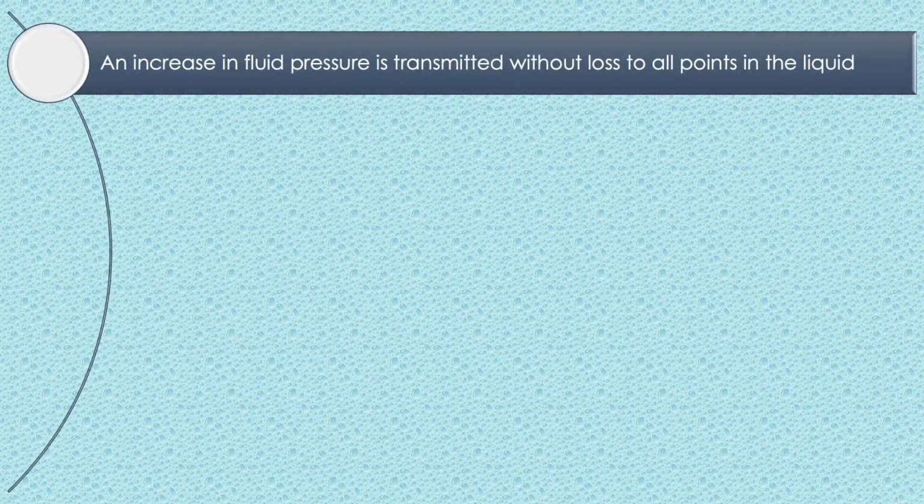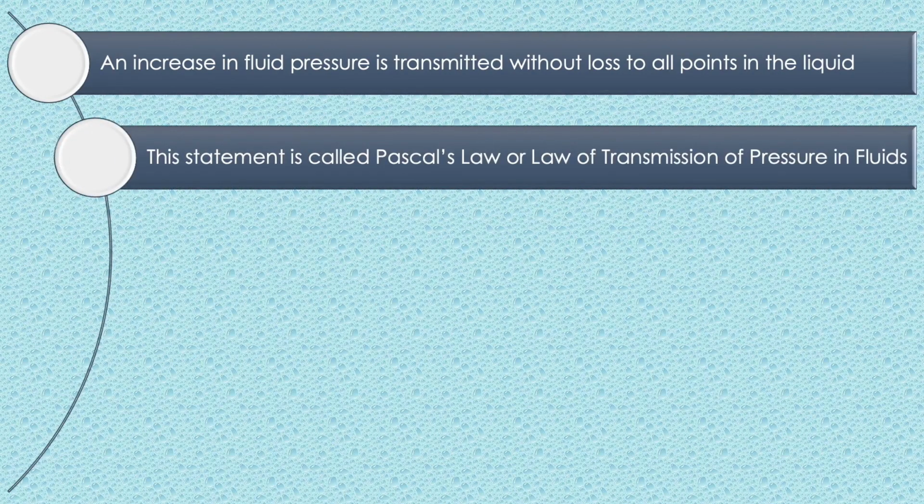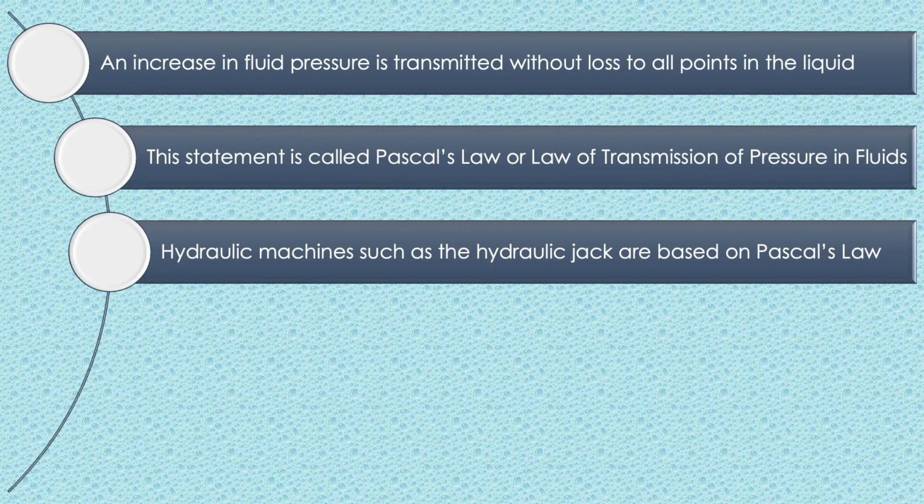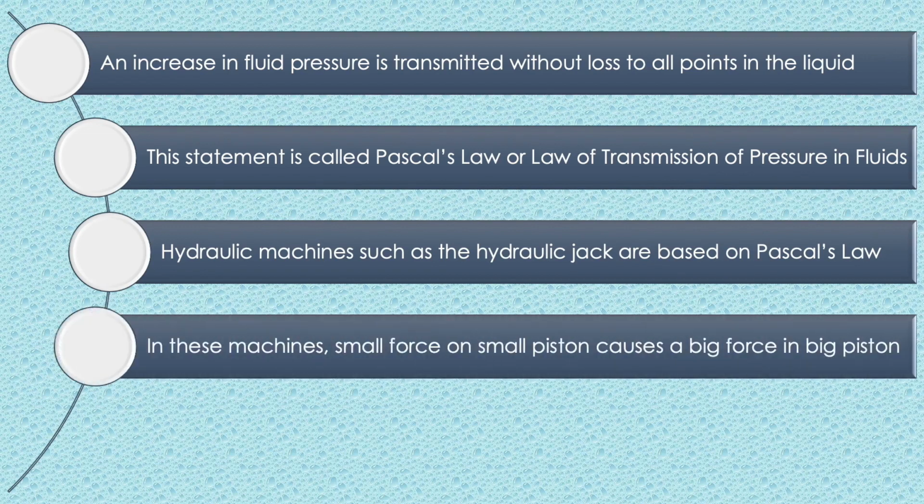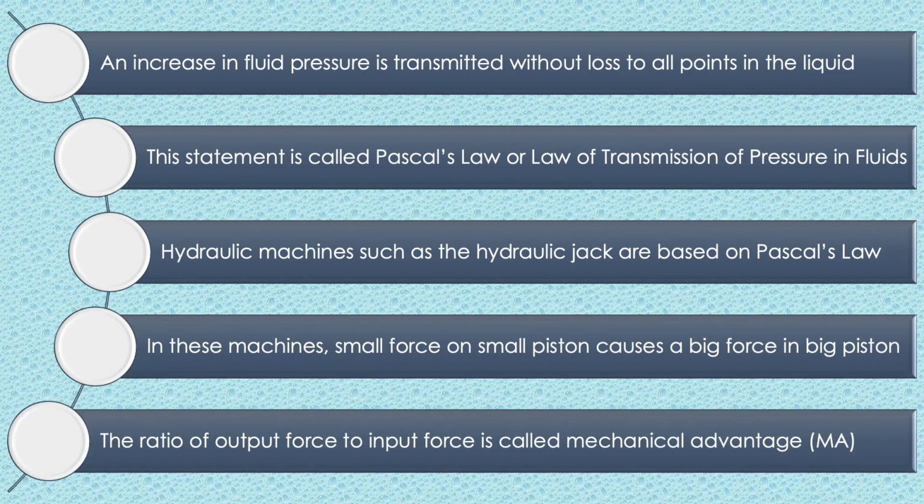And now, the summary of this video. An increase in fluid pressure is transmitted without loss to all points in the fluid. This statement is called Pascal's law or law of transmission of pressure in fluids. The working of hydraulic machines such as the hydraulic jack and hydraulic brake is based on Pascal's law. In these machines, a small force on the smaller piston causes a large force in the larger piston. The ratio of output force to input force is called mechanical advantage.